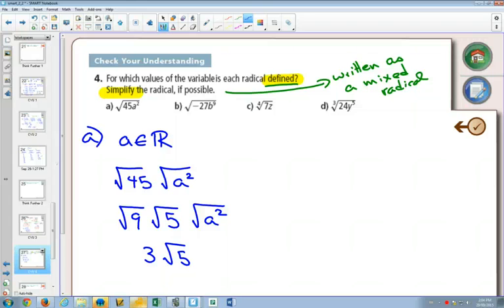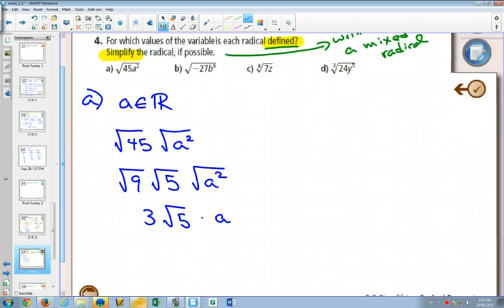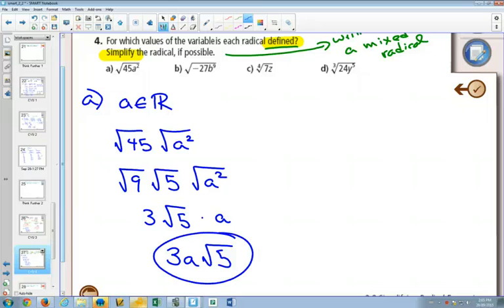The question now is, can I simplify the square root of a squared? Because square roots and squares cancel each other out, you would just get a. And something we learned from our absolute value part of our chapter is that when you figure out a square root, it's always positive. Now, for most of the math that you'll do from now on, if you wrote your answer as 3 times a square root of 5, most places that would be considered correct. That is the right answer.